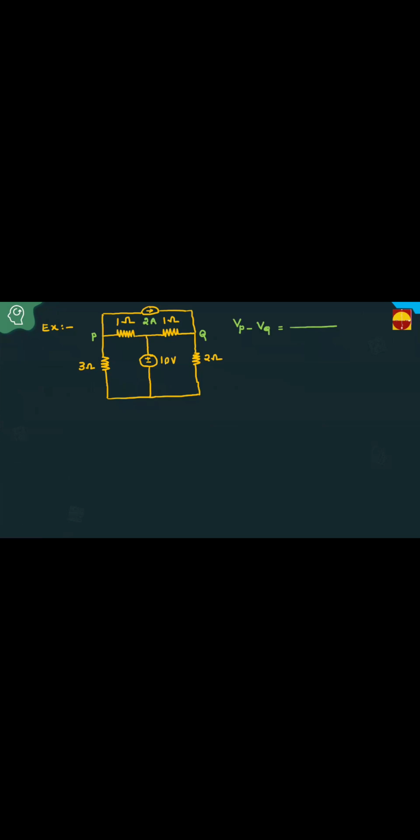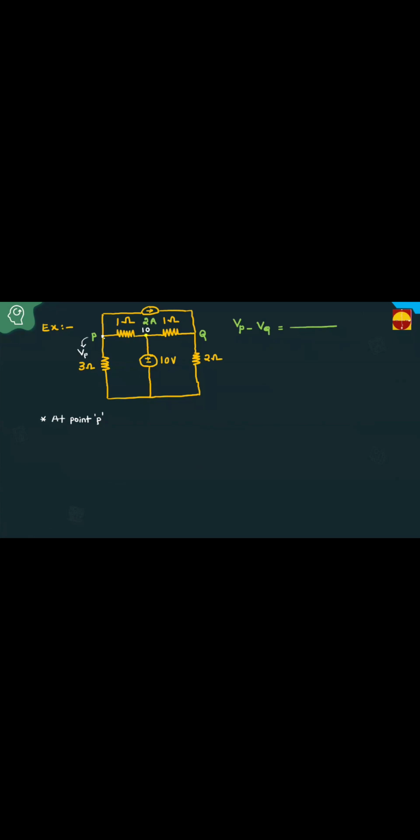Now, friends, this is 10 volts, so what is the voltage at this node? This is 10 volts, then the voltage at this node is 10 volts. Then I am applying nodal analysis at point P. Let the voltage at point P be Vp. Nodal analysis is nothing but KCL plus Ohm's law. Then at point P, this is Vp.